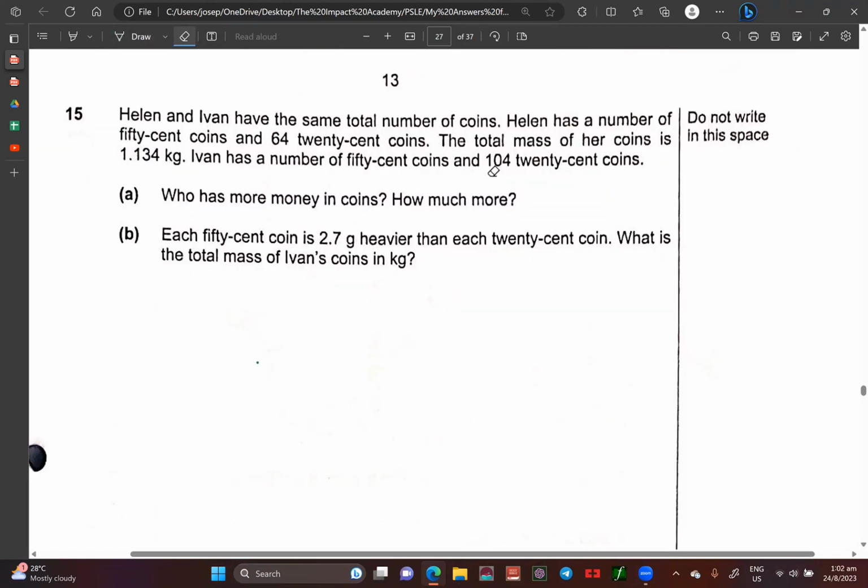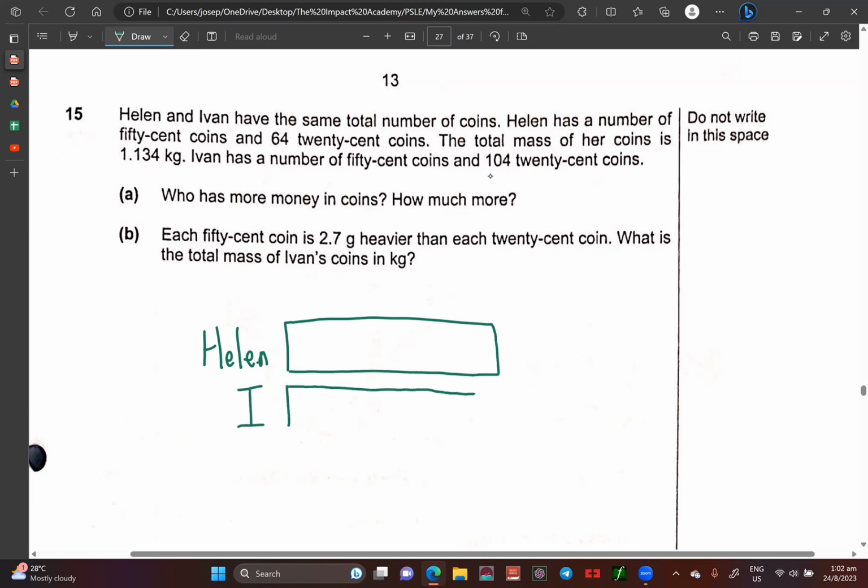So now let's take a look at question number 15. I believe this is a question that many of you have heard before. This is from 2021. As you can see over here, it says that Helen and Ivan have the same total number of coins. So I want to make sure I write down that Helen is over here, and I want to draw a model of the same size. Ivan is over here, and I want to draw a model of the same size.